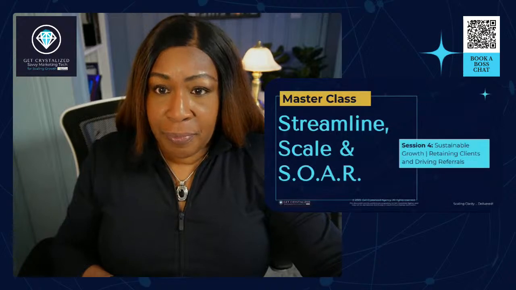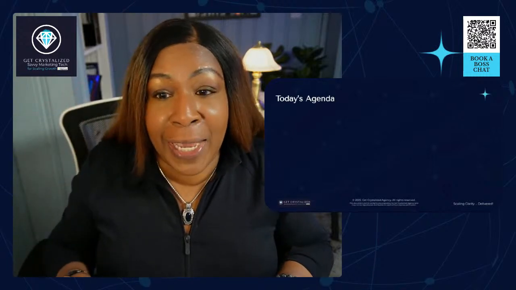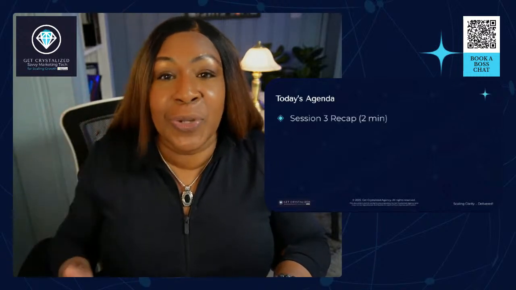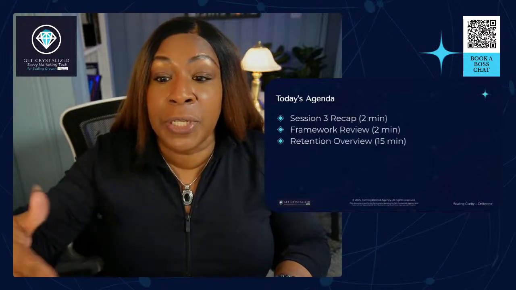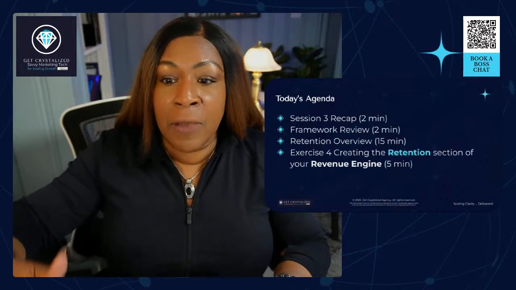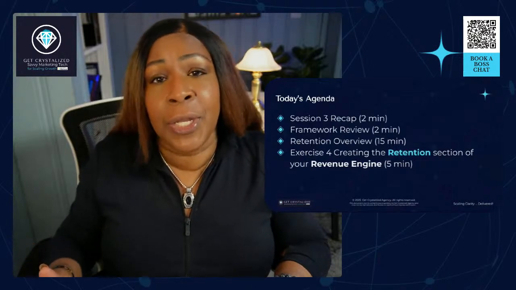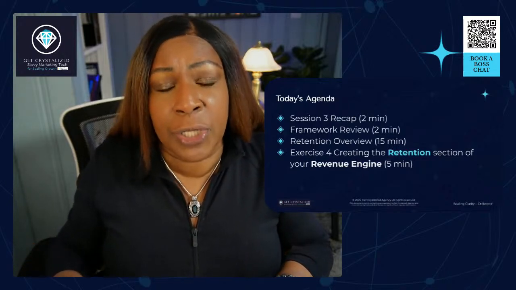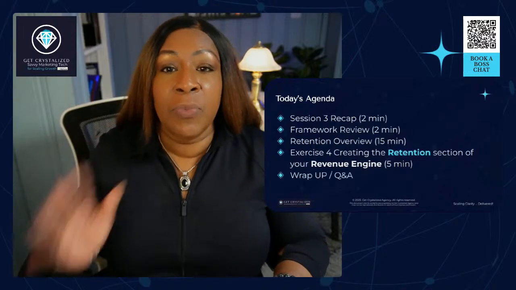Now, in terms of what we're going to do today, I always like to have an agenda. It's that old project manager in me. I have to have an agenda. So we're going to do a quick recap. We're going to cover the framework. We're going to talk about the retention overview. That's where we get into the meat of the 7 elements of scale for retention. And then we're going to go over your exercise. I know this is the last session, but you still have work to do. Then we're going to wrap up.